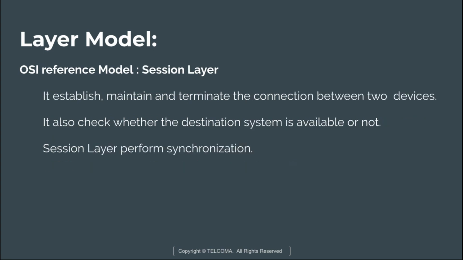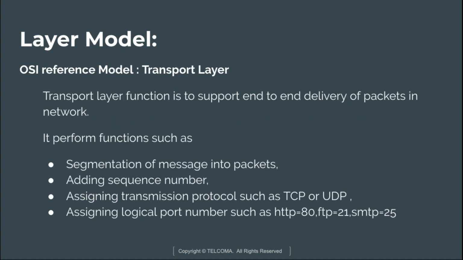Next we will discuss the session layer. This session layer will establish, maintain and terminate the connection between the two devices. It also checks whether the destination system is available or not. Basically the session layer performs the synchronization between the two devices for the communication. The connection that is made may be simplex, half duplex or full duplex. Next is the transport layer.